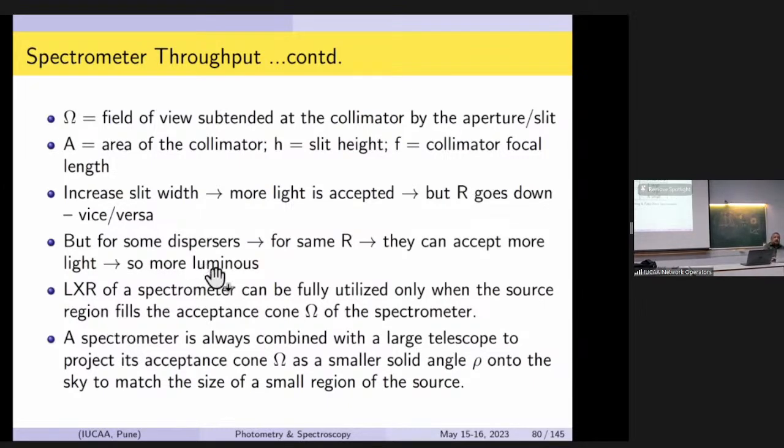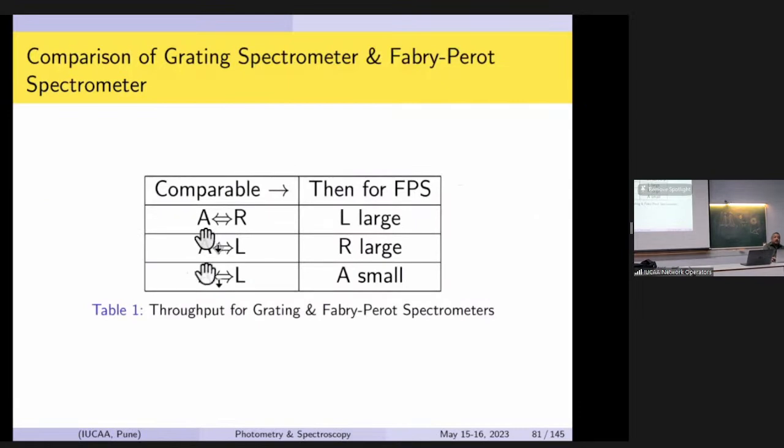This is again a comparison. Now suppose area and resolution are the same, then for the Fabry-Perot we will get a much better luminosity, if this is a comparison with the grating and the Fabry-Perot. And if I make area and luminosity similar, then I will achieve much better resolution. And the last one is also extremely important for astronomy. Because if these two parameters are the same, I need a very small instrument, which is a very light instrument at the back of the telescope.